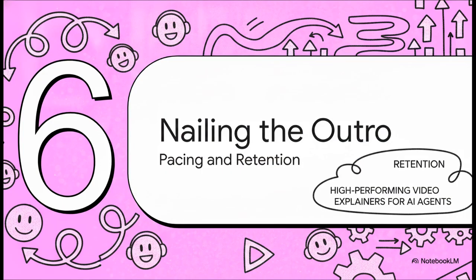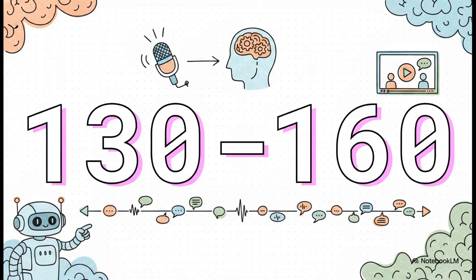Finally, Section 6. Nailing the final outro for maximum pacing and retention. When you're actually sitting down to narrate your showcase, you want to hit a comfortable conversational pace. We're talking about 130 to 160 words per minute. So, if you're aiming for that perfect 10-minute long-form video to qualify for the maximum bounty, your script should be roughly 1,500 words total. You do not want to rush through these complex AI concepts, but you definitely don't want to put your audience to sleep either.